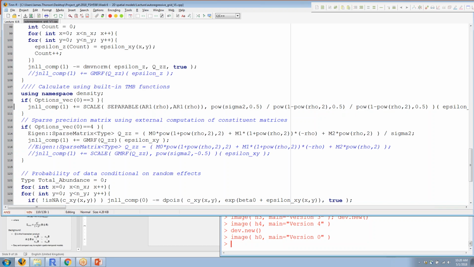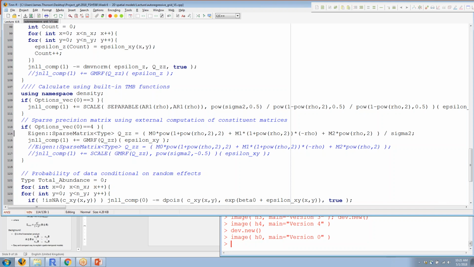So this line is returning the joint negative log likelihood, and so you do the plus equals instead of minus equals like most of our functions. And then finally, the last way we can do this is using sparse matrix computational methods that we can access from the package Eigen.